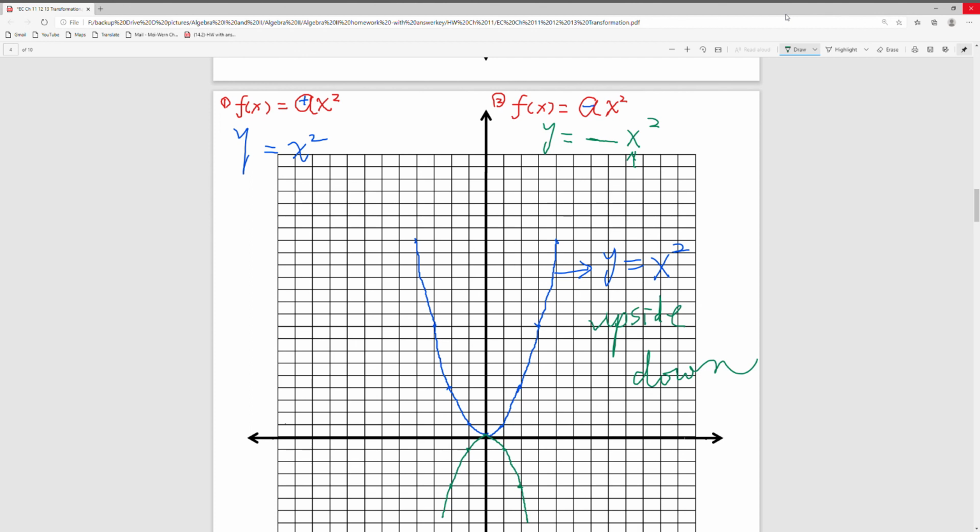So here, when you have upward, you have a minimum y. When you have downward, then you have a maximum y value. And the y value is k, okay? The k value. We are going to have more examples coming.